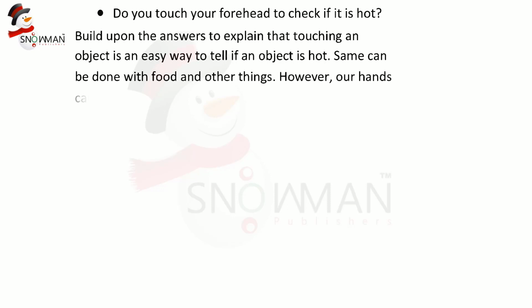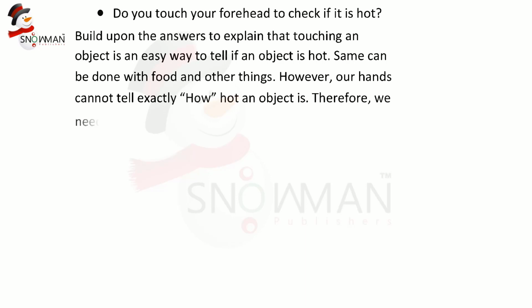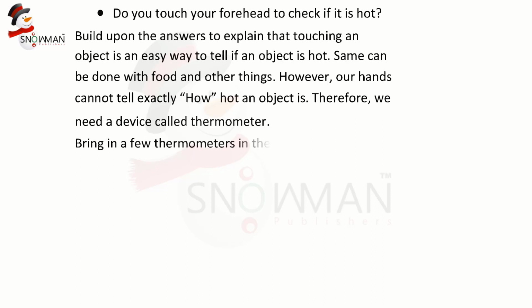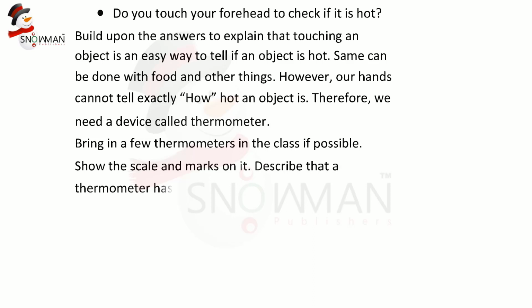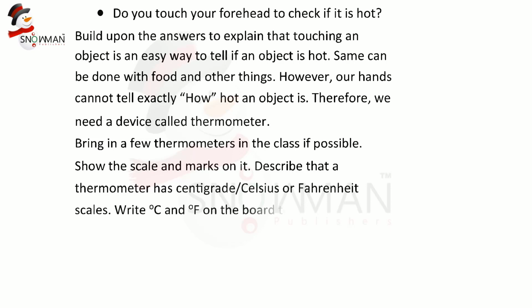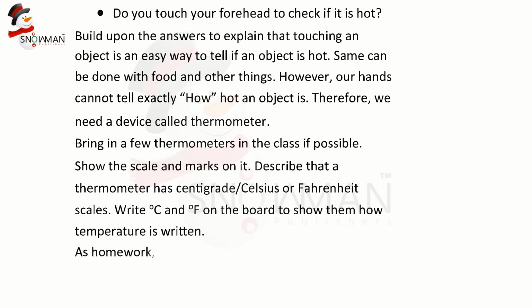However, our hands cannot tell exactly how hot an object is. Therefore, we need a device called thermometer. Bring in a few thermometers in the class if possible. Show the scale and marks on it. Describe that a thermometer has centigrade, Celsius, or Fahrenheit scales. Write C and F on the board to show them how temperature is written. As homework, you can ask the students to write 5 uses of heat in their notebooks.